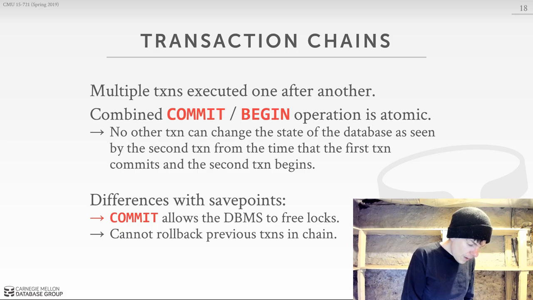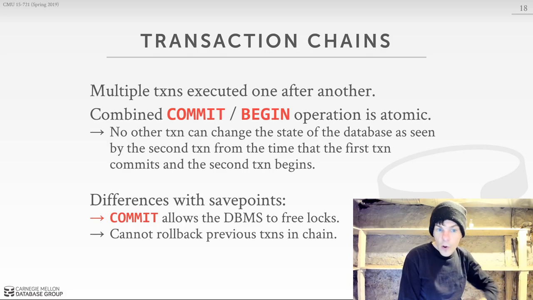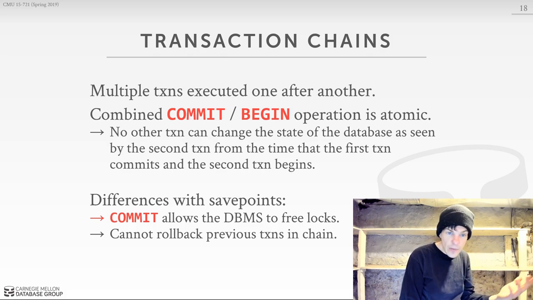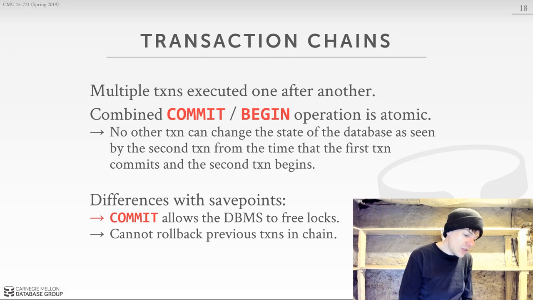The other difference, from an implementation standpoint, is that since each transaction in the chain is its own first-class transaction, this allows the data system to decide whether to release all the locks for the committing transaction before it starts the second one, or whether it can actually hand off the locks if you're operating on the same thing. It depends on the implementation. Different systems do different things. But in general, you could just release all the locks and then reacquire them in the second transaction. But logically, as long as no one modifies anything we should be reading in the second transaction, then we're fine.